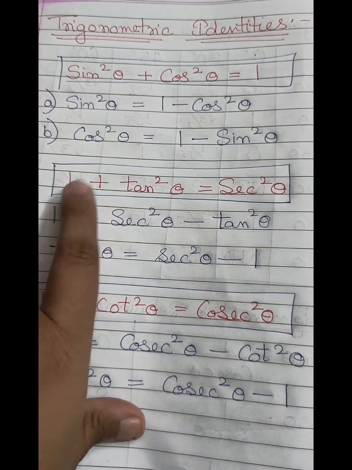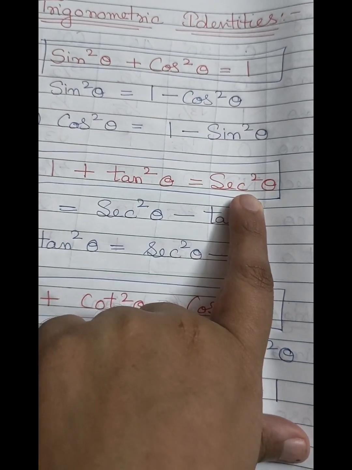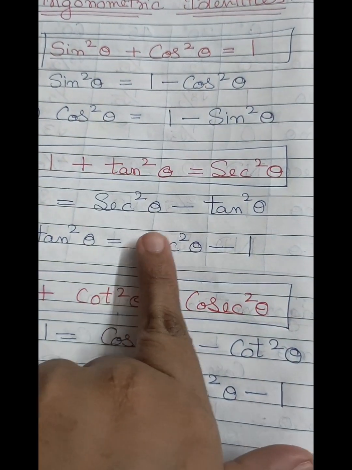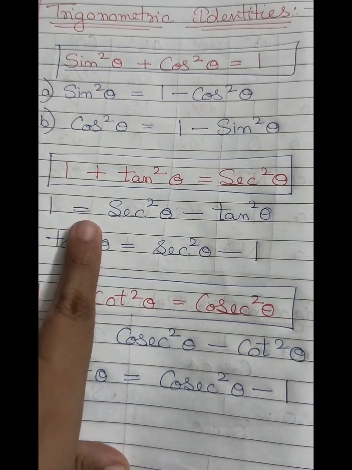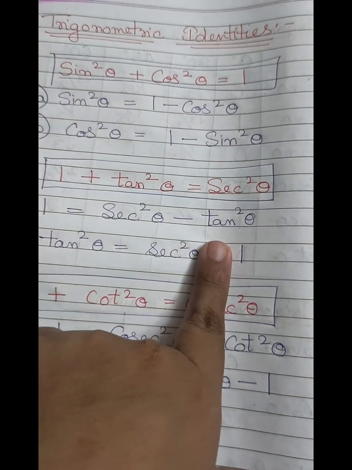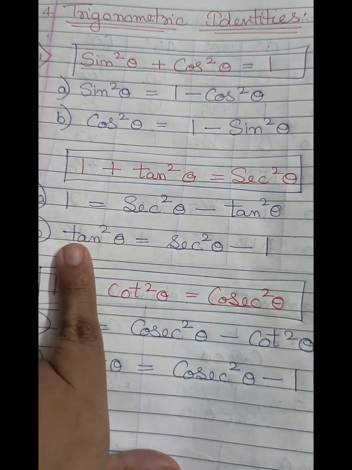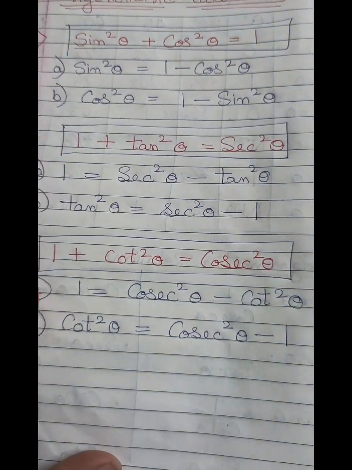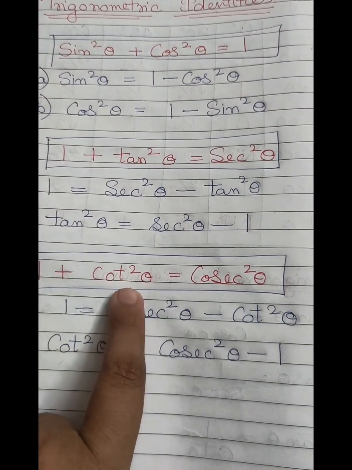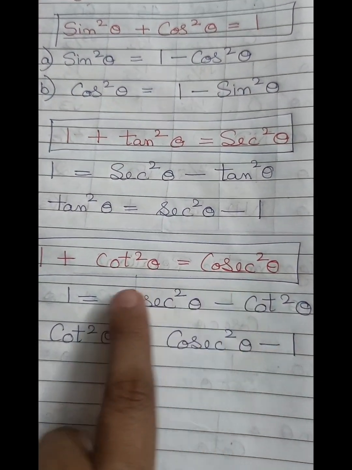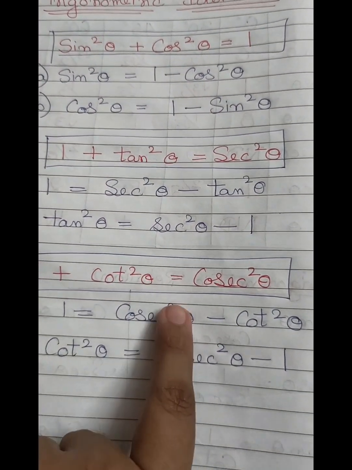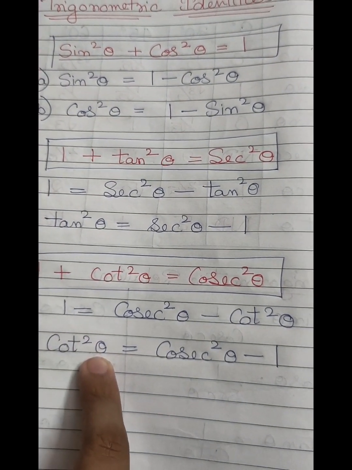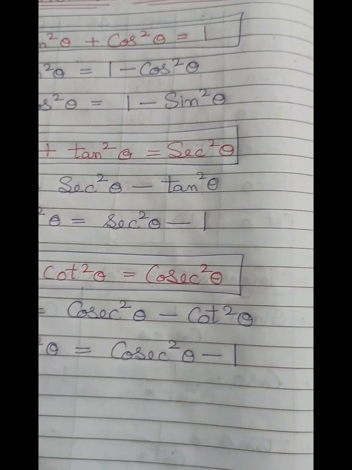Then the next formula is 1 plus tan square theta is equal to sec square theta. So if they give you the value 1 and in the RHS there is sec and tan, then you can write 1 is equal to sec square theta minus tan square theta. And tan square theta is equal to sec square theta minus 1. And the next one is 1 plus cot square theta is equal to cosec square theta. So 1 is equal to cosec square theta minus cot square theta. Cot square theta is equal to cosec square minus 1.